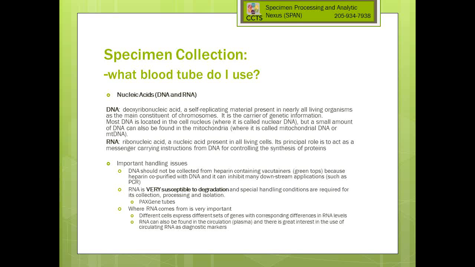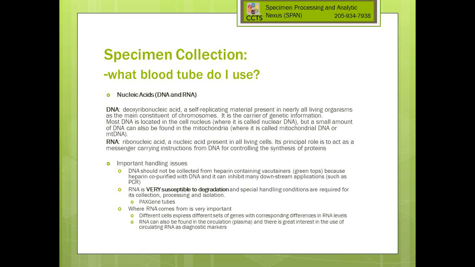The only key to DNA, though, is you want to make sure that you avoid the green top heparin tubes. Heparin is a sticky molecule that tends to co-purify with DNA, and that's fine, but it turns out heparin is a really nice inhibitor of Taq polymerase, which is the key enzyme in PCR reactions, and almost all DNA applications require a PCR step. So if you're going to be getting DNA, or RNA for that matter, you really should avoid the green tops. We typically use purple EDTA tubes for those.